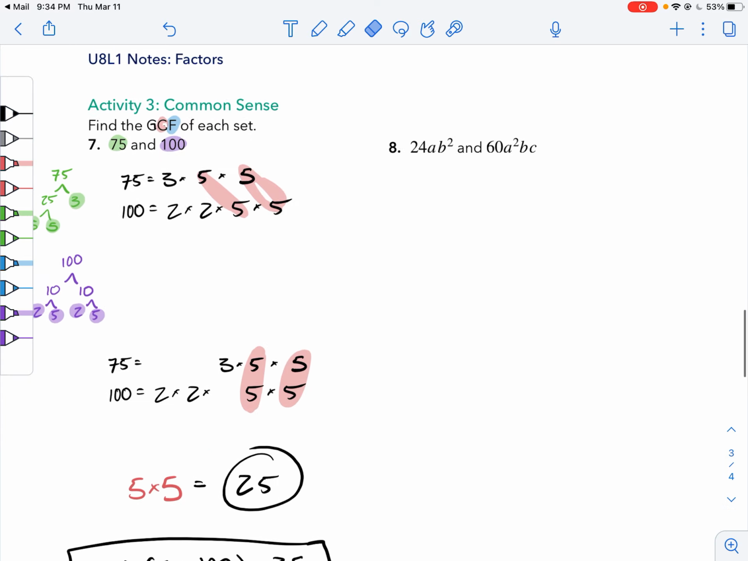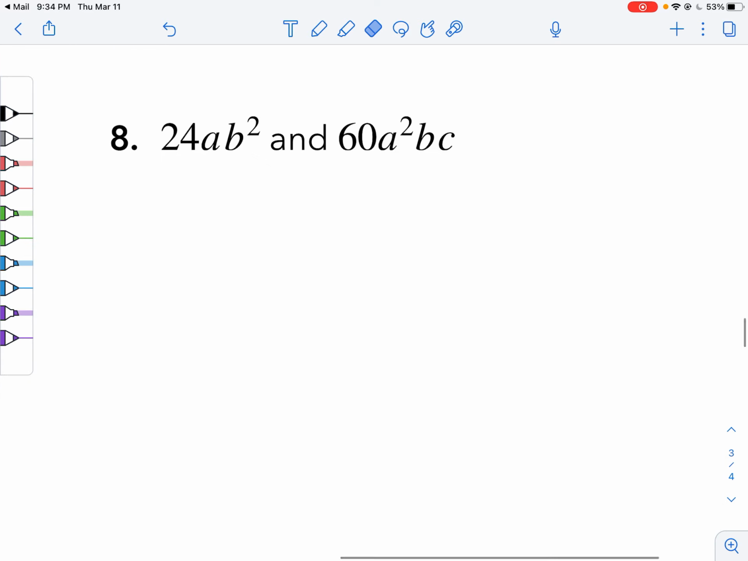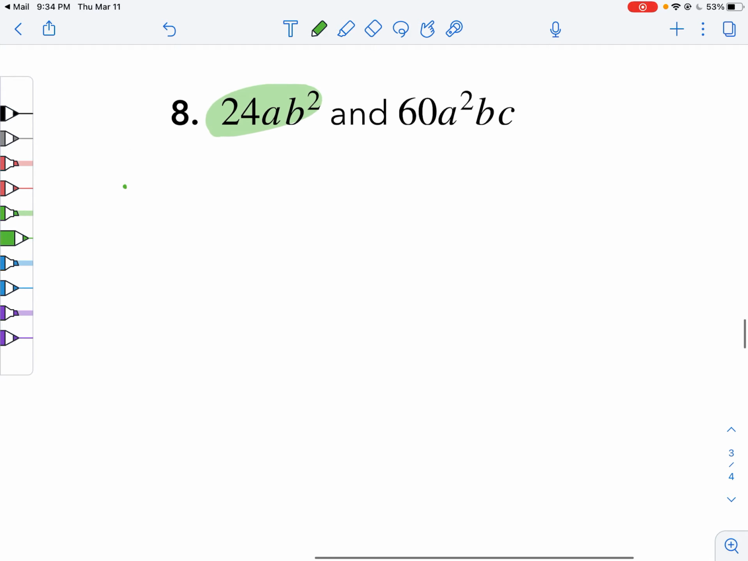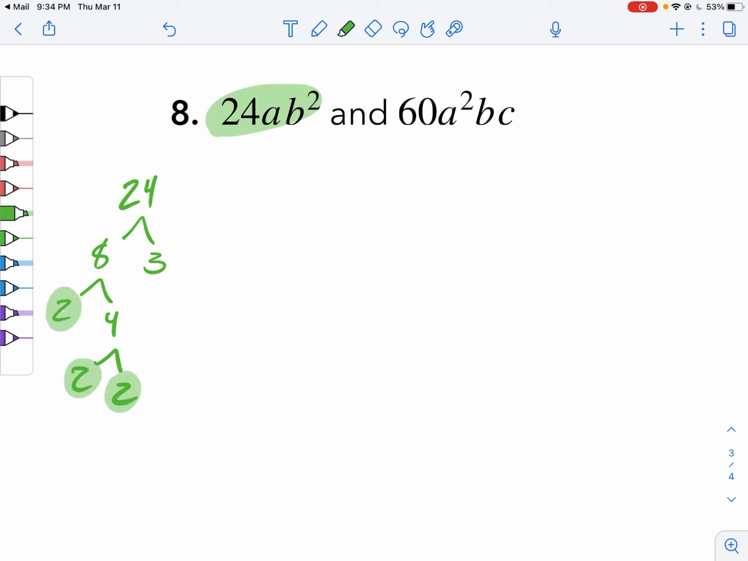Let's do it again. Okay, let's put the F in GCF by finding the factors first. That'd be fantastic. Okay, anyway. So first let's factor 24ab squared. 24, I'll split up into 8 times 3, and then 8 is 2 times 4, and 4 is 2 times 2.